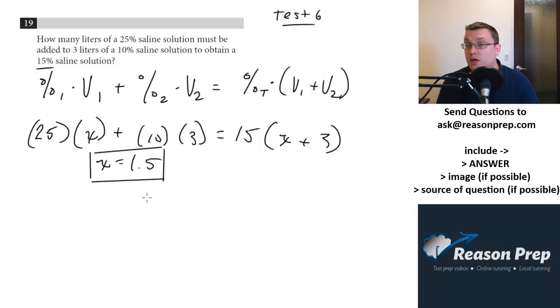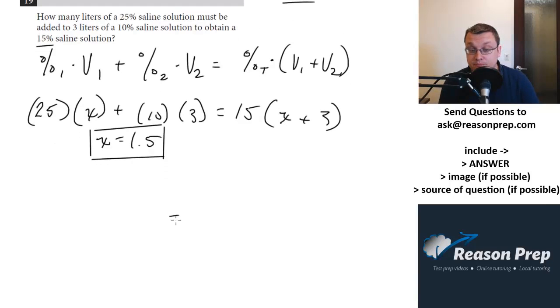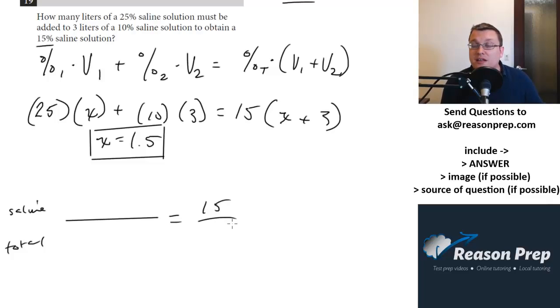And so that's a formula you could use if you don't want to worry about where this comes from. In terms of how you can do this without a formula, basically it breaks down like this. We want to create a ratio, saline on top and total volume on bottom, that ends up equaling 15%. In other words, 15 over 100, or we can just say 0.15.